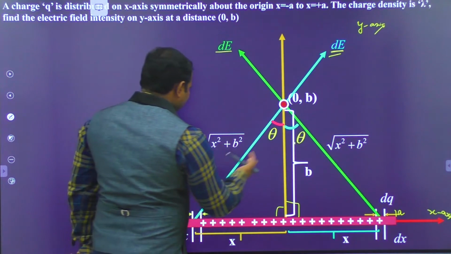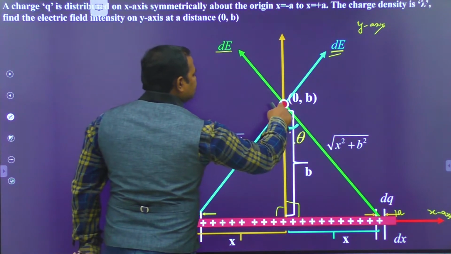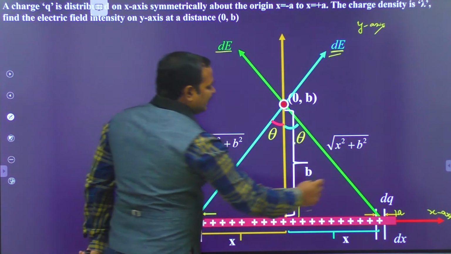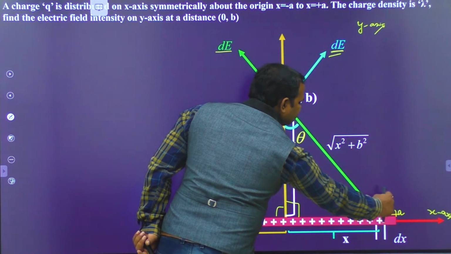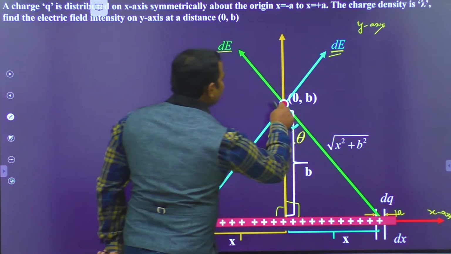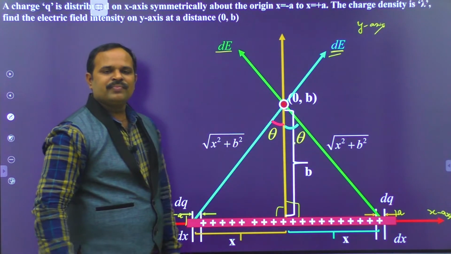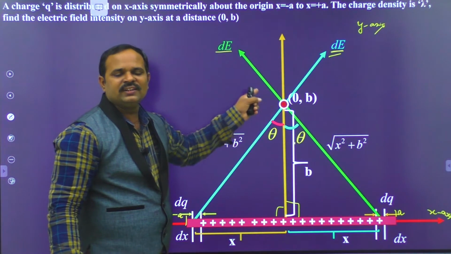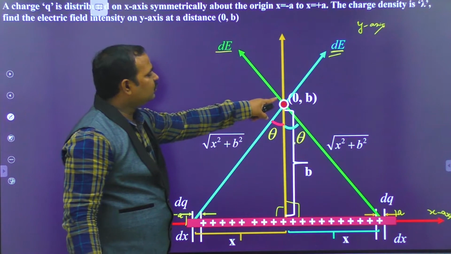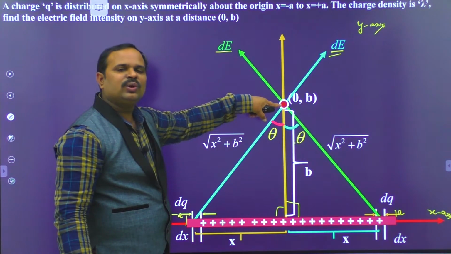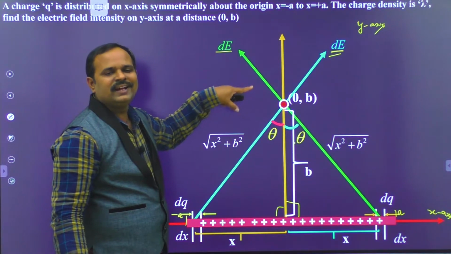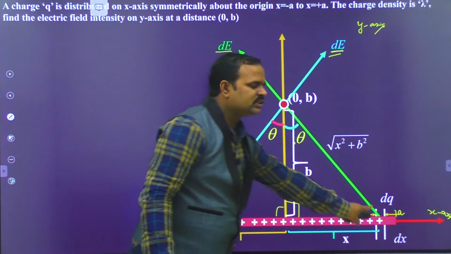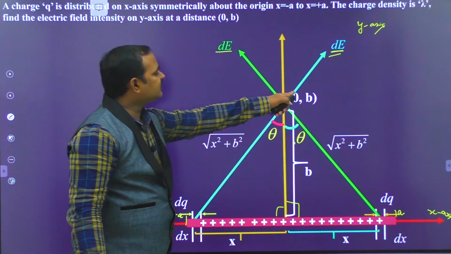Now we have two electric fields. The electric field produced at this point because of the small charge dq is in this direction, and the electric field produced due to the small charge in this region at this point is dE in this direction. These are two electric fields in different directions. If you resolve them into horizontal and vertical components, then we get the total electric field at this point due to this small charge and this small charge. Let us resolve this electric field first.